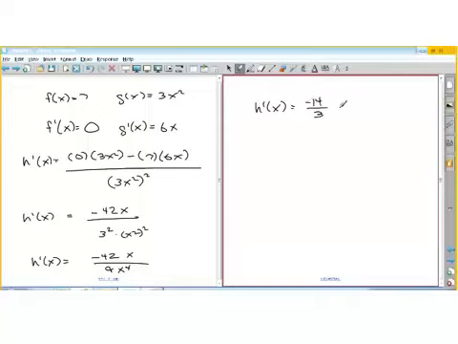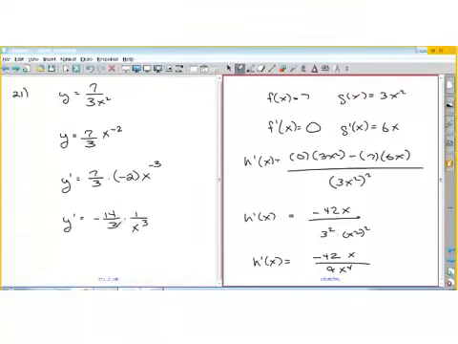9 divided by 3 is 3. And then you have x divided by x to the 4th, so you can cancel out one of those x's. So the numerator becomes 1, and this becomes x cubed. So we get negative 14 over 3x cubed, which should be the same answer we got here. Negative 14 thirds. Okay, so we got the same answer.